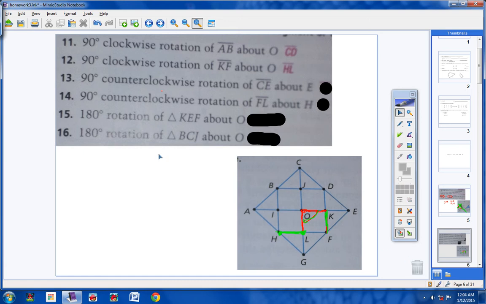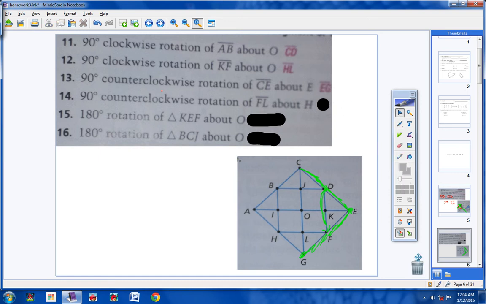Alright, number 13. 90 degrees counterclockwise of CE. So we're dealing with segment CE. Here's CE, a big old segment right here, okay? There it is. We're going to rotate it 90 degrees counterclockwise about E. So here's E right here. So we're going to simply rotate it 90 degrees. So that means it goes from here. Where would 90 degrees be? It goes from here to here. So this line would rotate and hit right here. So it would be line GE or EG, okay?